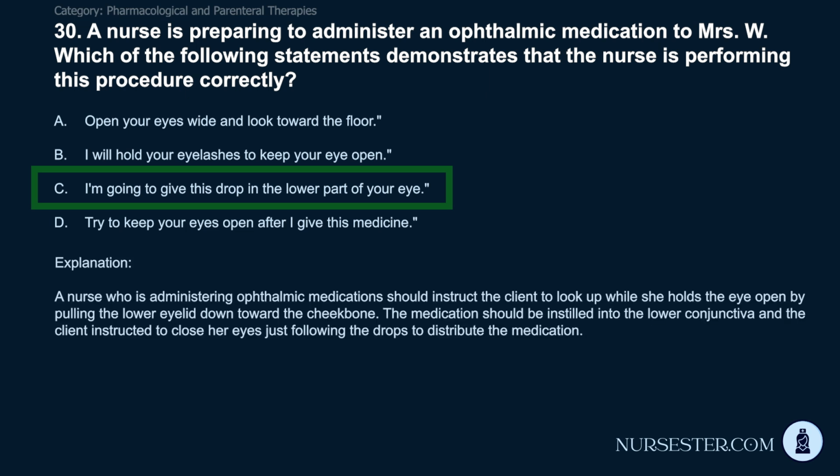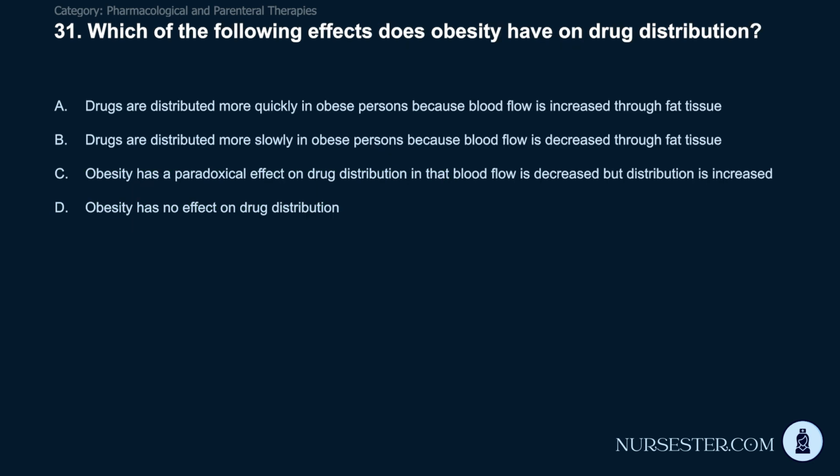A nurse who is administering ophthalmic medications should instruct the client to look up while she holds the eye open by pulling the lower eyelid down toward the cheekbone. The medication should be instilled into the lower conjunctiva and the client instructed to close her eyes just following the drops to distribute the medication.